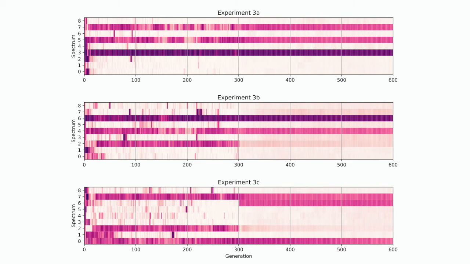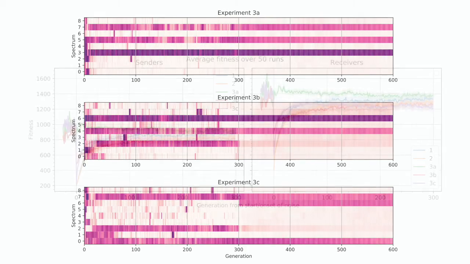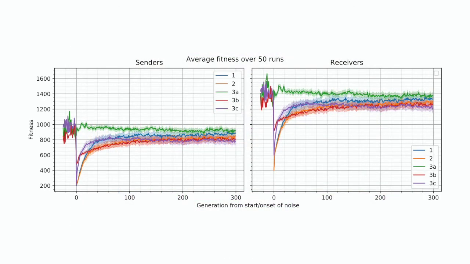Most runs stopped using channel 2 and switched to channel 6 instead, but almost none of them stopped using channel 0. We've seen how noise impacts the communication patterns of populations, but what does it do to their fitness?